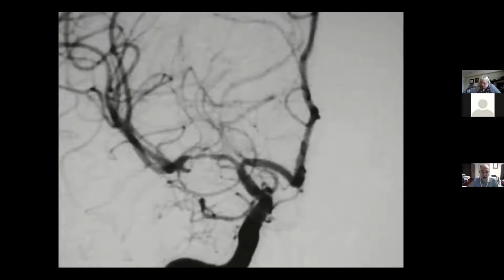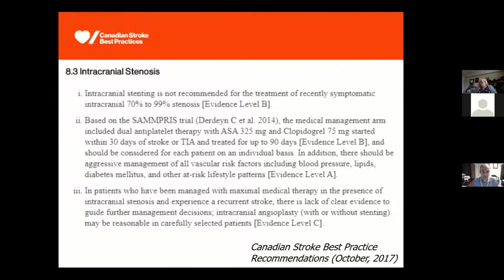So this is actually, those of you who've been involved in the stroke system for a long time are obviously familiar with carotid disease and cardioembolic stroke, and this is really something that's being focused on more recently. So what do the Canadian stroke best practices have to say about intracranial stenosis? So if you have a stroke in the vascular territory of an intracranial stenosis, how does the stroke happen? I'll go back a second.